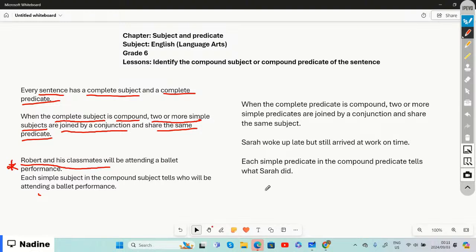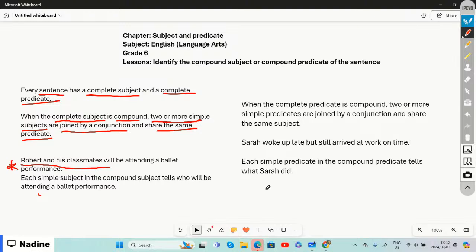And once again, if we look at now both the compound subject as well as the compound predicate, right? We see that the compound subject, it is a complete subject which has two or more simple subjects that is joined by conjunction, and it shares the same predicate. So it shares one predicate, almost like one verb, but the subject shows that two or more people are doing something.